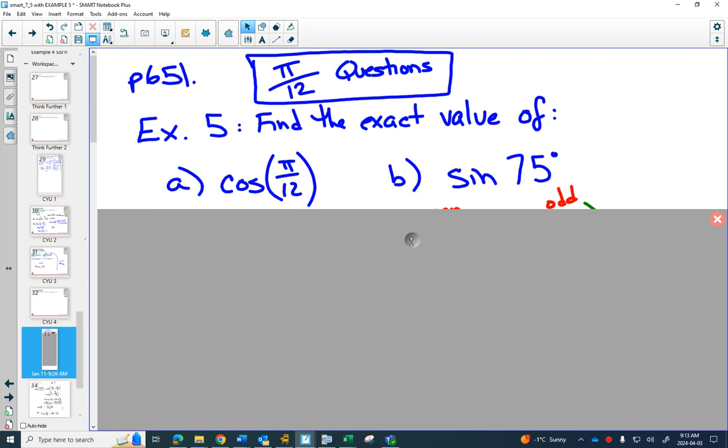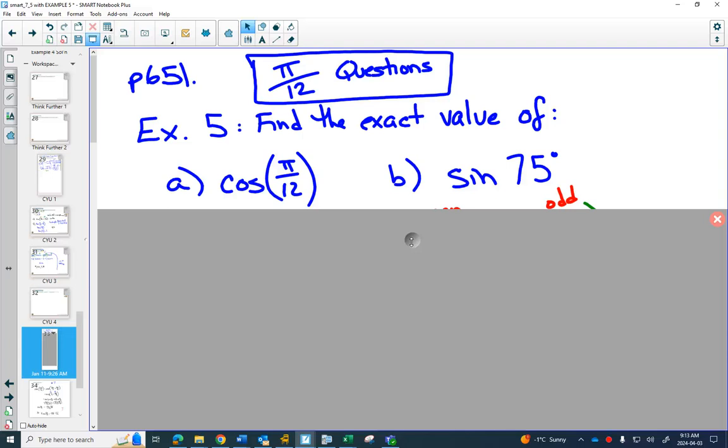So one of them, the one right between 0 and pi over 6, would be pi over 12. 75 degrees would be right here between 60 and 90 degrees. That would fill in that gap. And every single one of these in these gaps would have, if you changed it to radians, a 12 as a denominator and a pi on the top. That's why they're called pi over 12 questions.